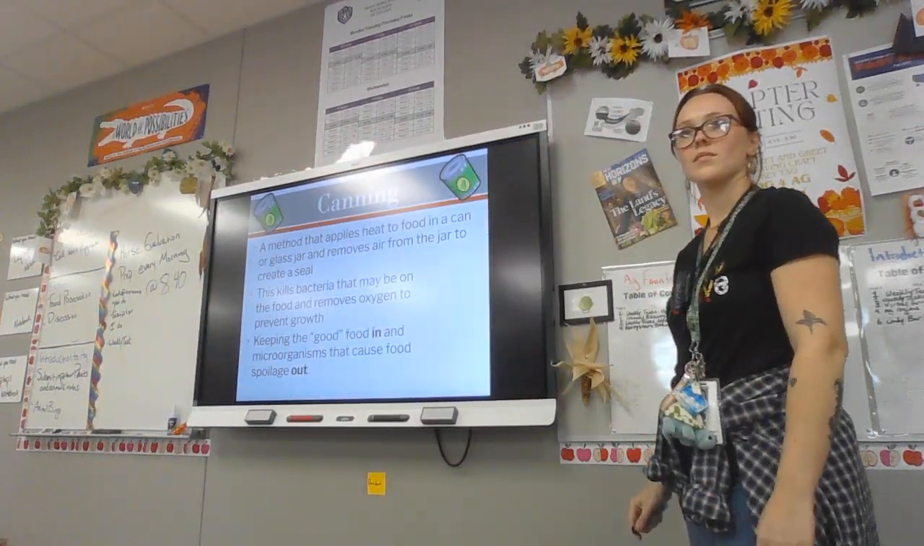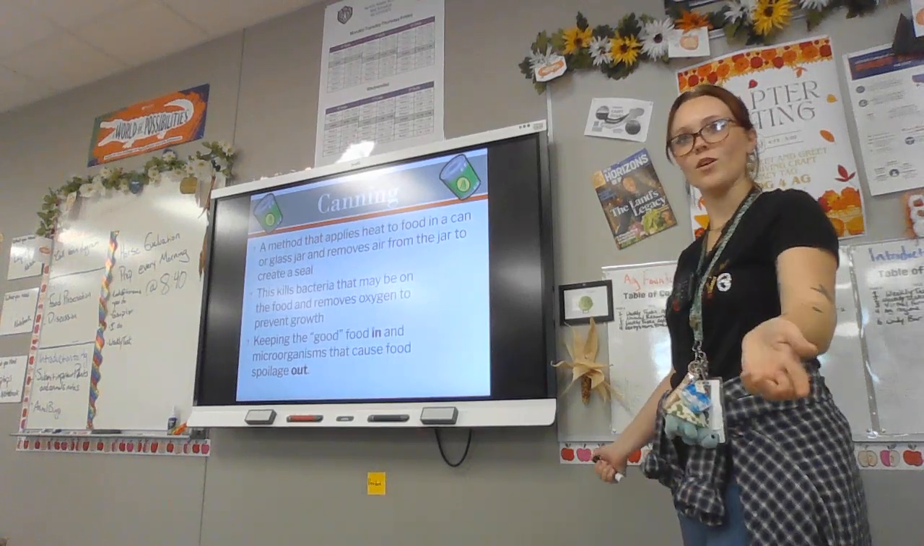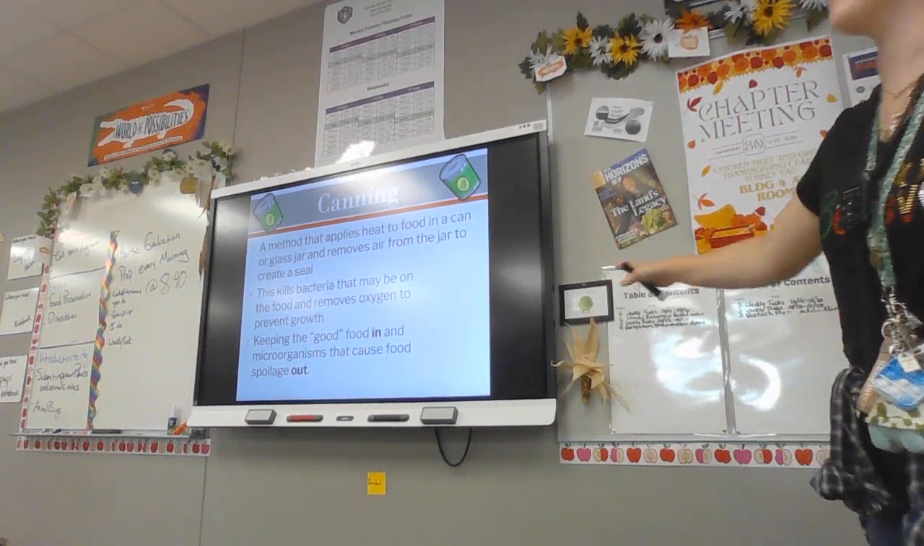I don't use it on steaks. Oh, to cook it in water, right? Yeah, that's sous vide. Isn't that cool? But yeah, so it's kind of like vacuum sealing.